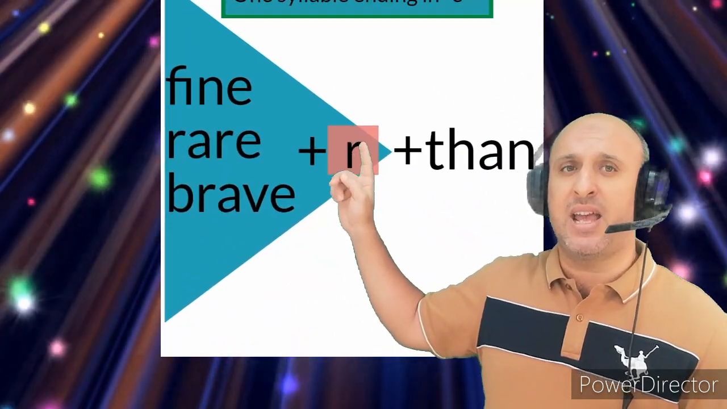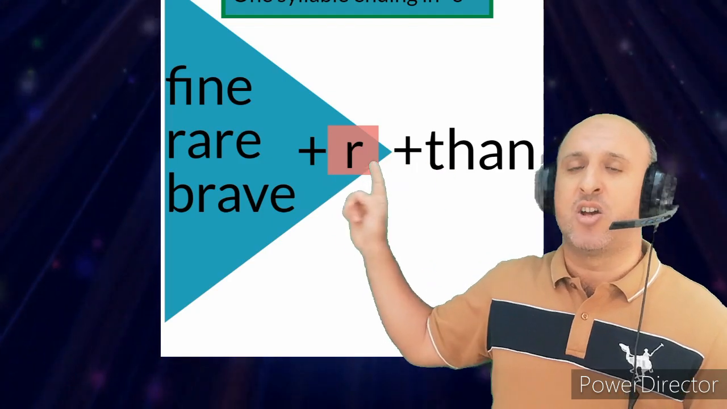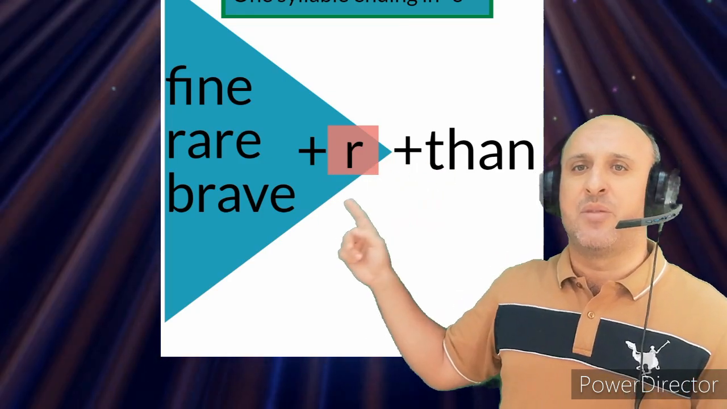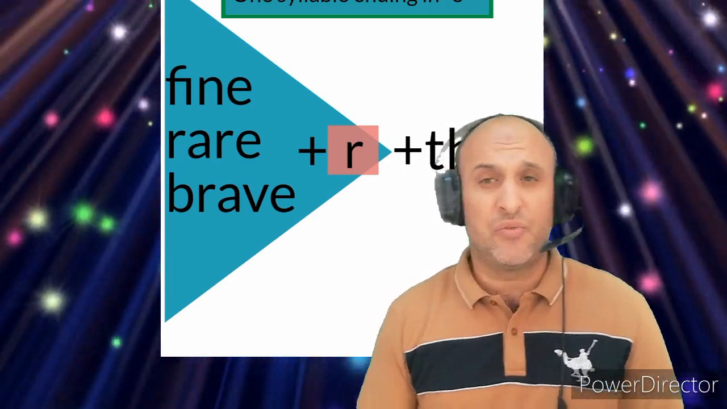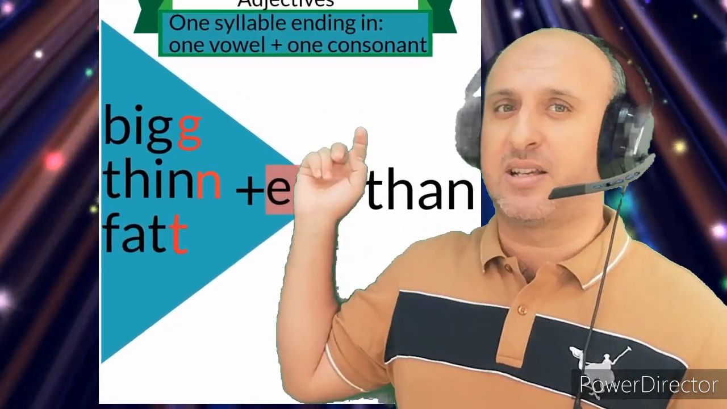So we say finer than, rarer than, braver than. Good. Now let's move on to the third set of examples, which consists of adjectives with only one syllable, but also only one vowel followed by only one consonant. So we say one vowel plus one consonant.